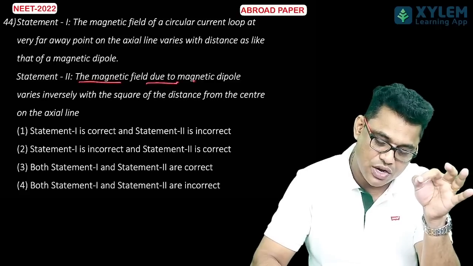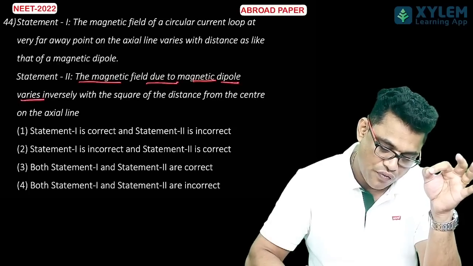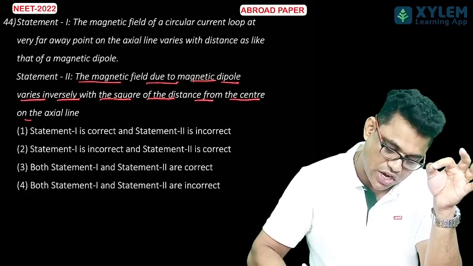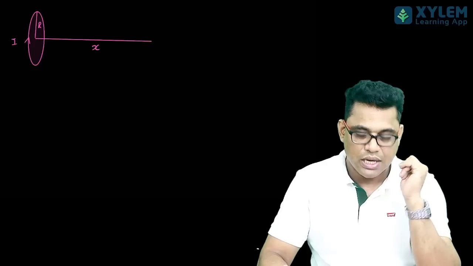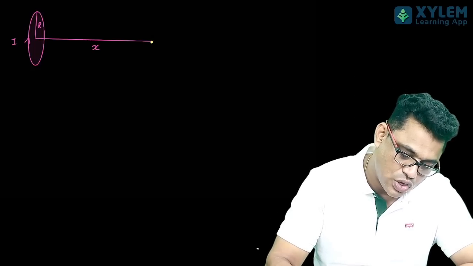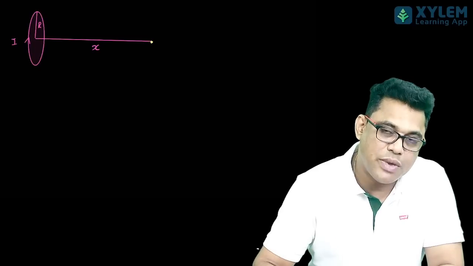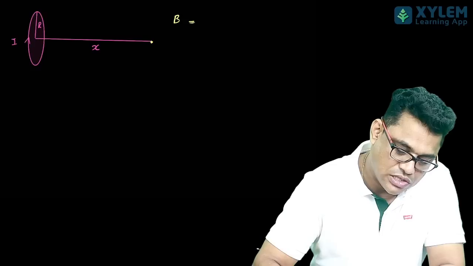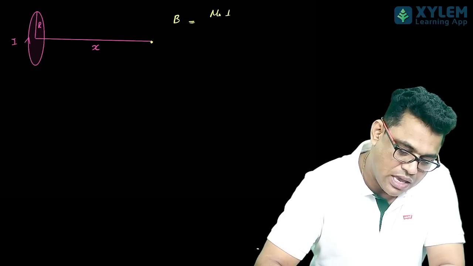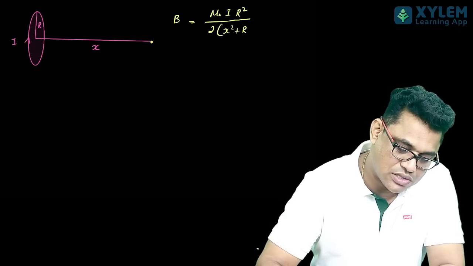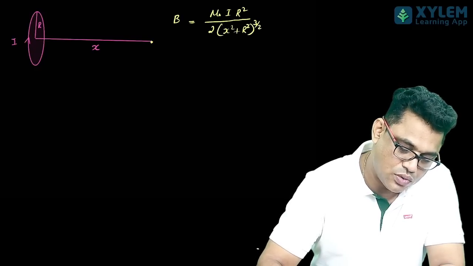The magnetic field due to a magnetic dipole varies inversely with the square of the distance from the center of the axial line. Let us find out the magnetic field at the axial line of a current carrying loop. You know the equation, don't you? It has been given in your NCERT. The magnetic field at axial line is equal to mu 0 I r square divided by 2 times x square plus r square to the power 3 by 2.